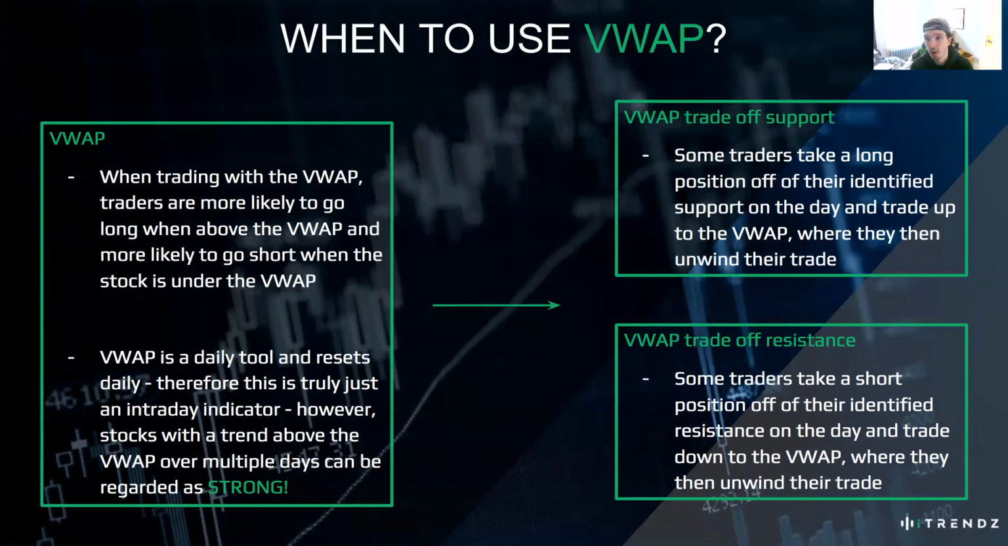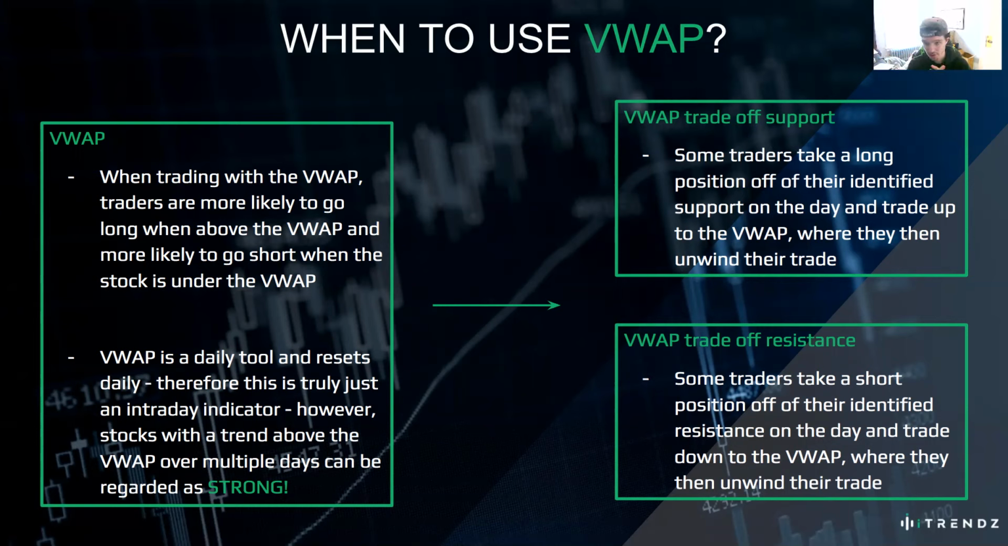You use it on that 5-minute time frame, that 1-minute time frame, as you're day trading. When you're trading with the VWAP, traders are more likely to go long when the stock is trending above the VWAP, and more likely to go short when it is trending below the VWAP. It resets daily. Again, that's why we don't use it on larger time frames. Some traders will take a long position off a support that they've identified in the day and trade it up to the VWAP.